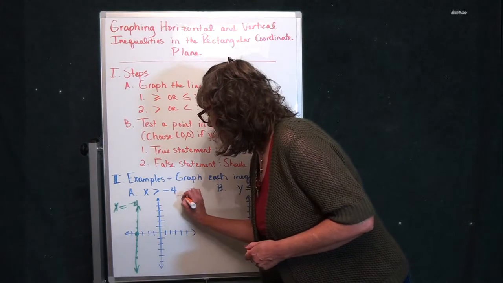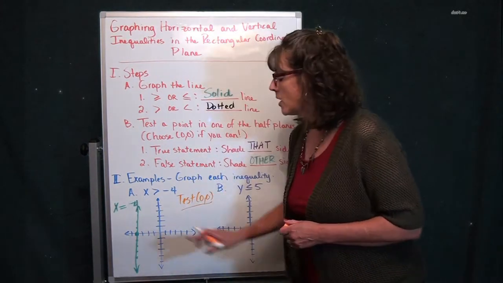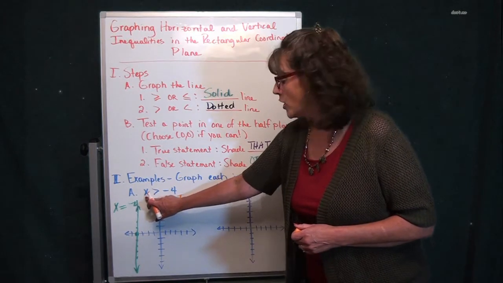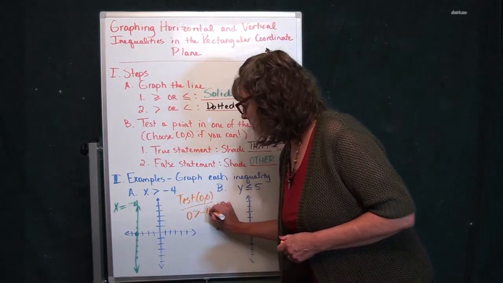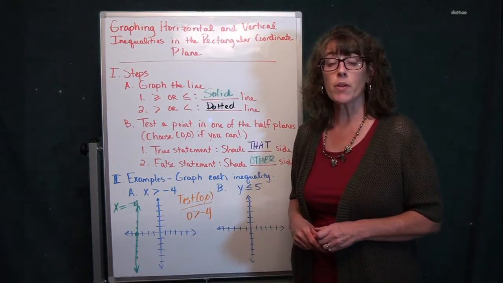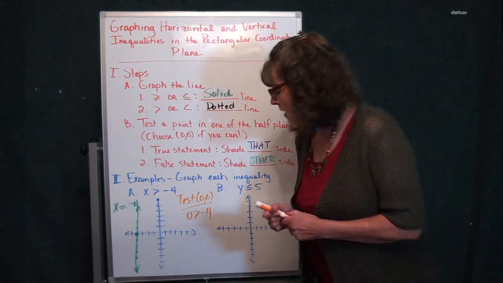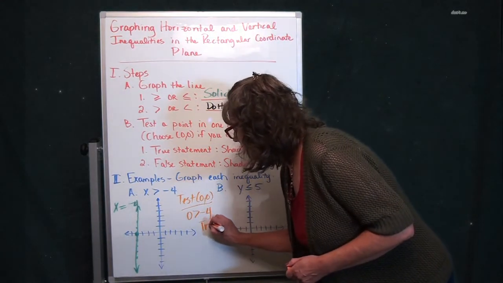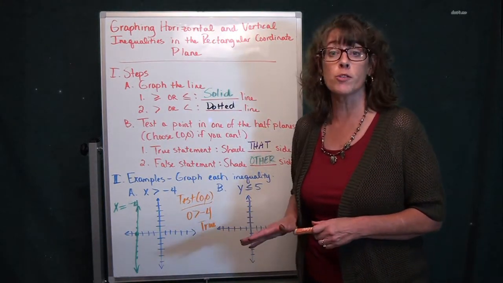So when I test 0, 0, what I'm going to do is put it in that inequality. Well, notice there's only an x. So I'm going to take the x coordinate of 0 and put it in there, and I'm going to look at that statement that says 0 greater than negative 4. Is 0, in fact, bigger than a negative 4? Yeah, it is. So that's a true statement. And when it's true, remember, that means the side that had this 0, 0 has all the solutions.